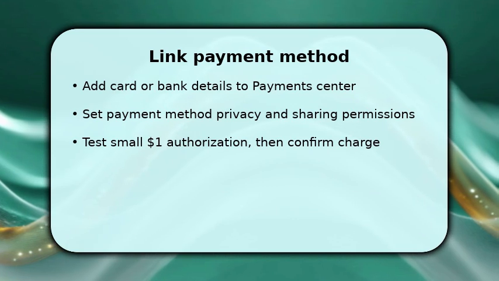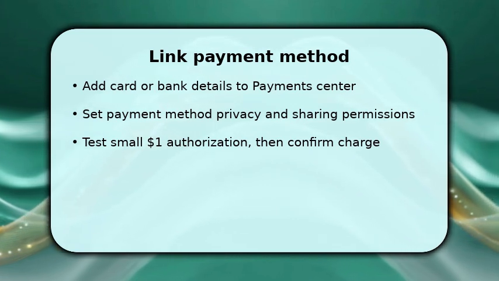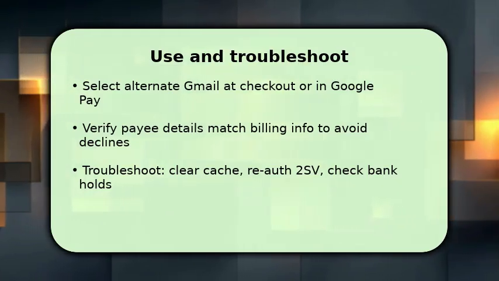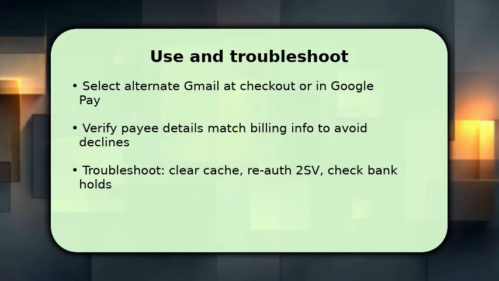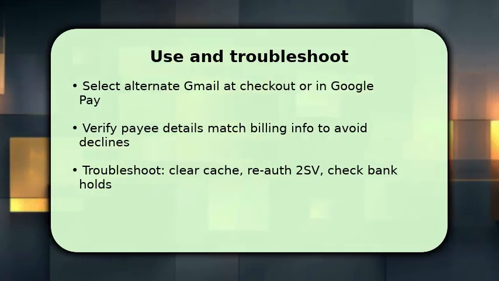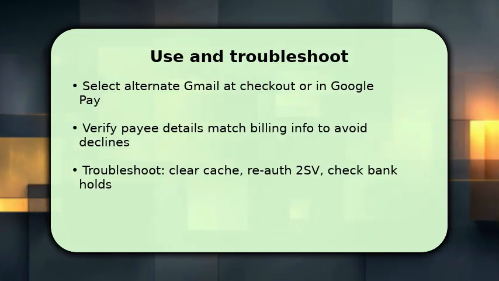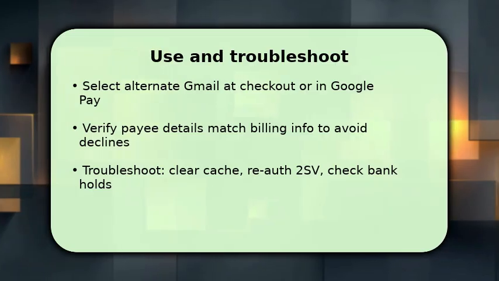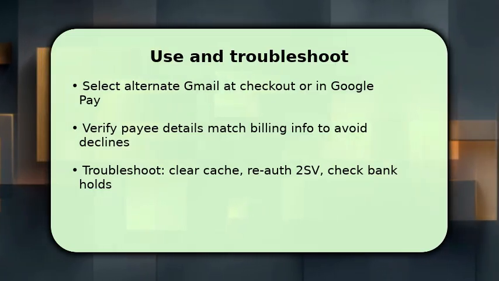If you see a temporary hold, that hold clears after verification. You finish by choosing the alternate Gmail as the payer when checking out or in Google Pay settings. Inspect the displayed billing name, last 4 digits, and address before confirming. Once the payment goes through, monitor transactions in both Gmails, linked payments activity, and your bank to catch disputes early.